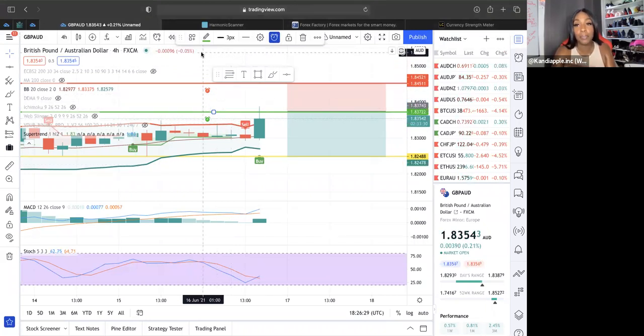I really want you guys to apply this method. It works. The harmonic scanner, we pay for it. It's there for us to use, right? So let's really start using this and get to the bag. There we go. Bye, you guys.